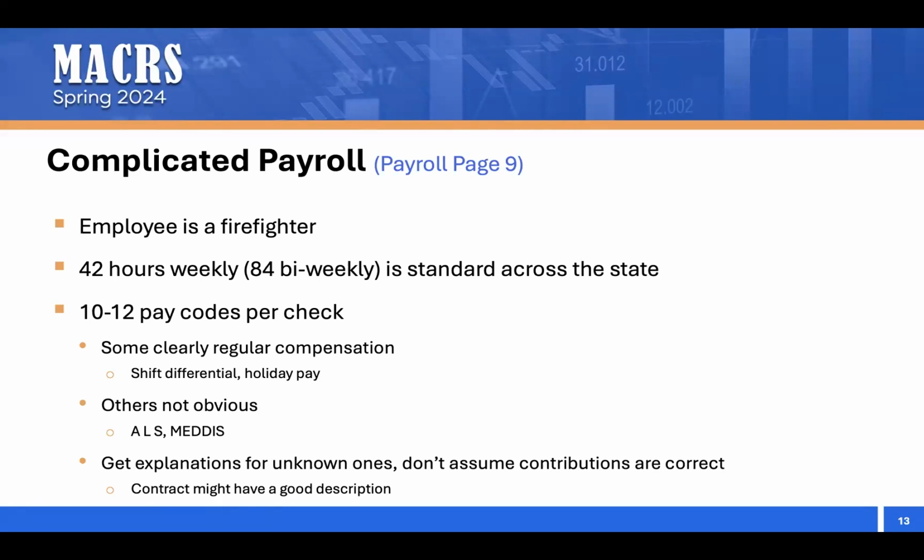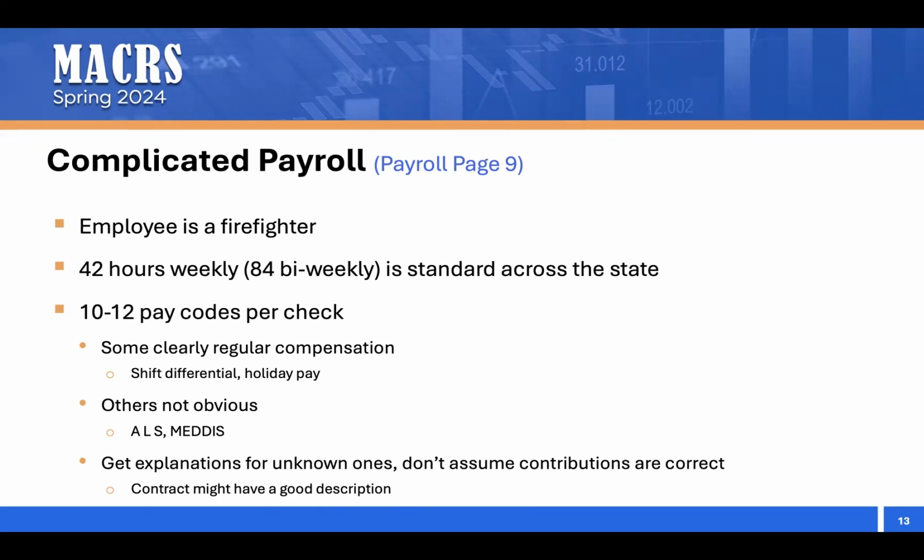And if you start looking at some of the 10 to 12 codes that are listed there, it's going to be obvious that a few of them are clearly regular comp, but there's also going to be a couple where you just don't know what they mean. There's an abbreviation for something that could be anything. You know, what ALS stands for is not obvious to me. What MedDis is not obvious to me.